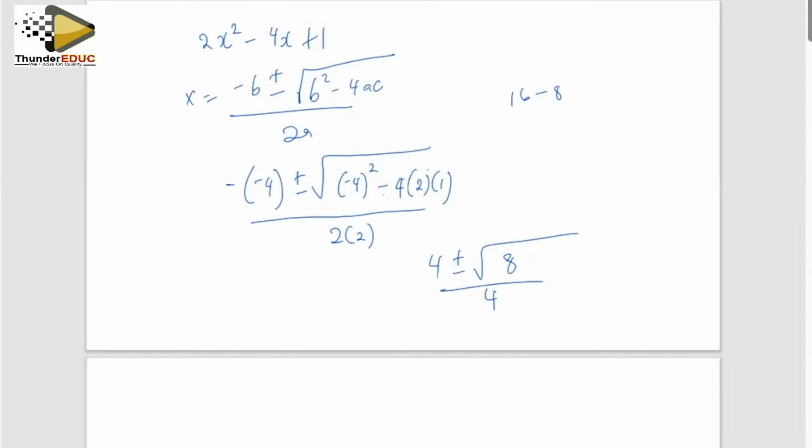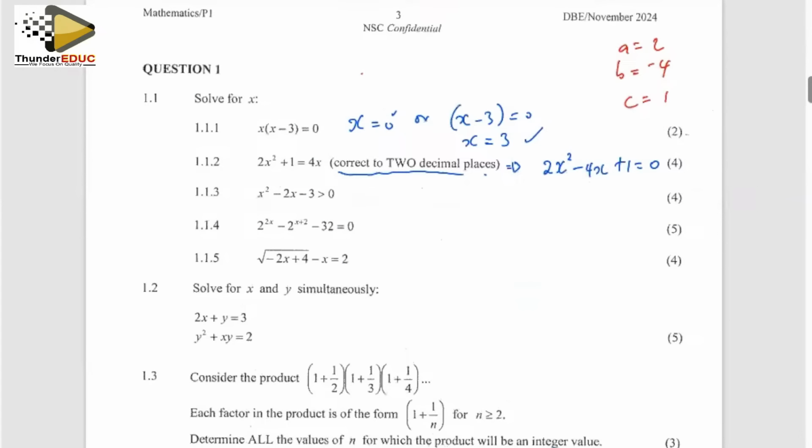All right, then when I punch this into the calculator, I'm going to have 4 plus root of 8, over 4. That gives me 1,71. And then the other value, if I use the minus, I'm going to get 0,29. Okay, so that is what was expected for the answers.